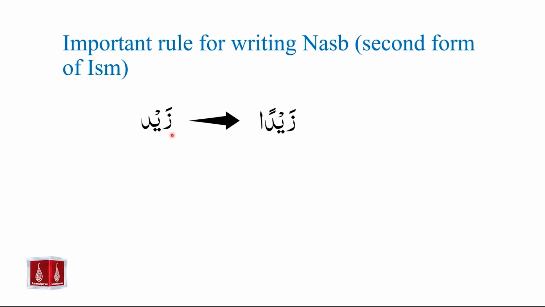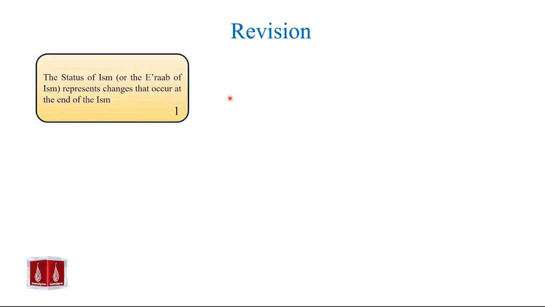So the nasab form of Zaid is made by taking the ism Zaid, adding a double fatha or a double zabar on the last alphabet, and then adding an alif to make the final product Zaidan. Let us revise what we have learned about the status of ism. The status of ism or the i'rab of ism represents the changes that occur at the end of the ism, or it represents the finishing touch that is given to the ism at its end.